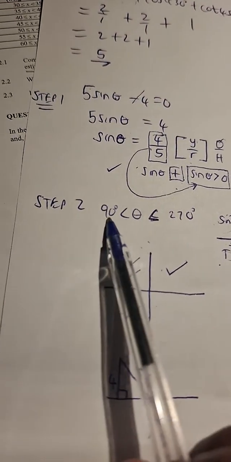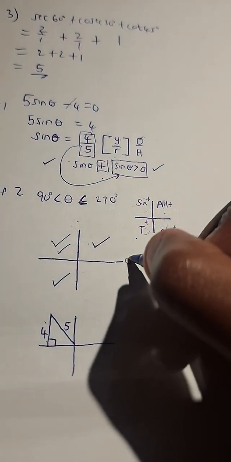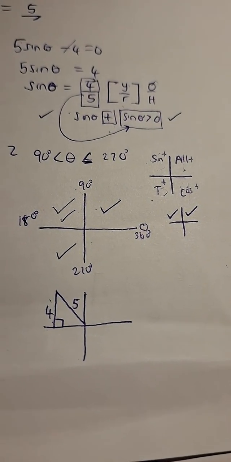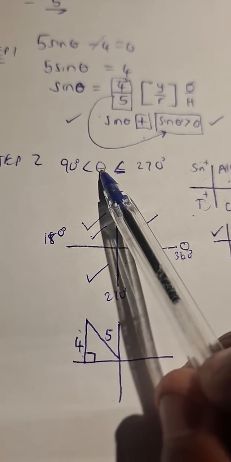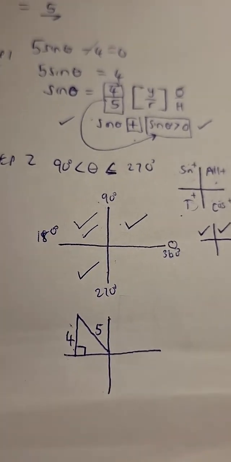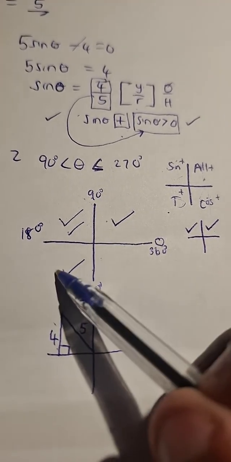Then we come to the restrictive interval. Theta lies between 90 and 270. What you must note is that on the Cartesian plane, for your angles, this is 0, this is 90, this is 180, this is 270, this is 360. That is something I'm thinking you should know. So when I say theta is in the middle of who? Of 90 and 270. Which quadrants am I talking about? 90 all the way to 270 is speaking about the second and the third quadrant. So where do I take? 1, 2.